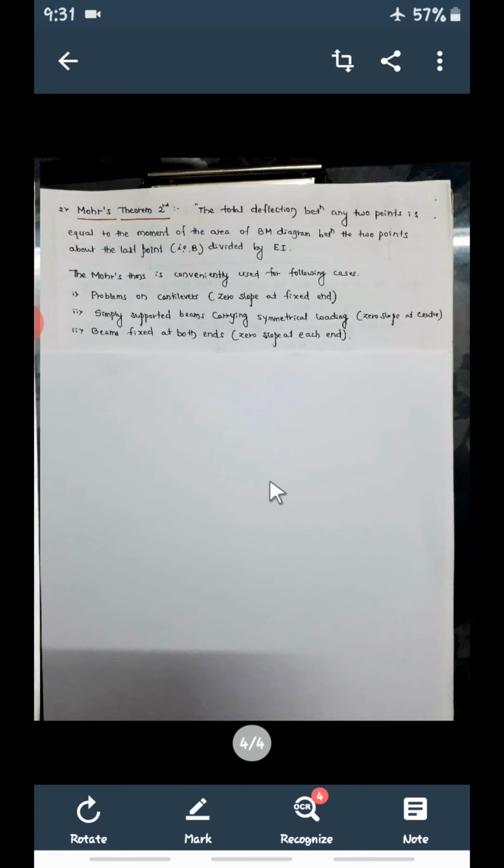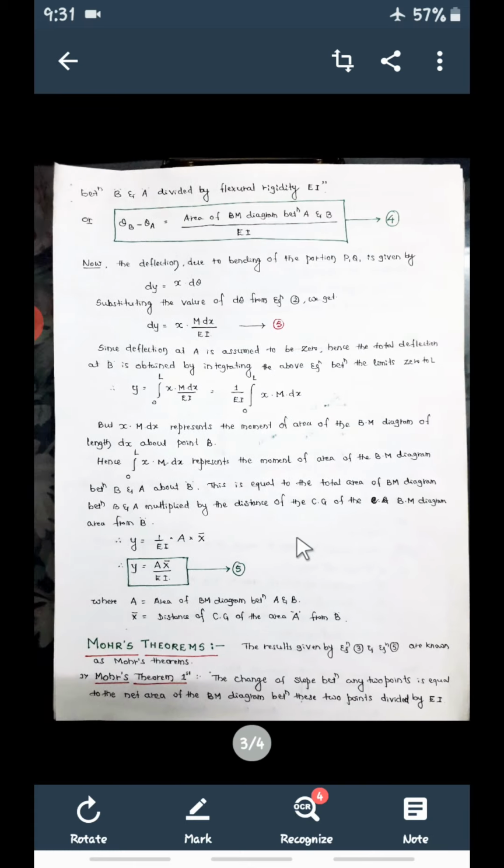So once again I request you all to please go through these derivations, Moore's theorem 1 and Moore's theorem 2. If they ask, you have to derive the whole equation. So remember equation numbers 3, 4 and 6. This is one important derivation you are going to get in the examinations.